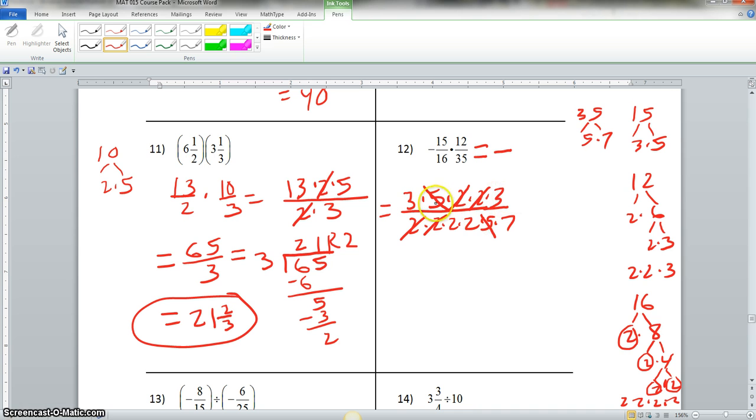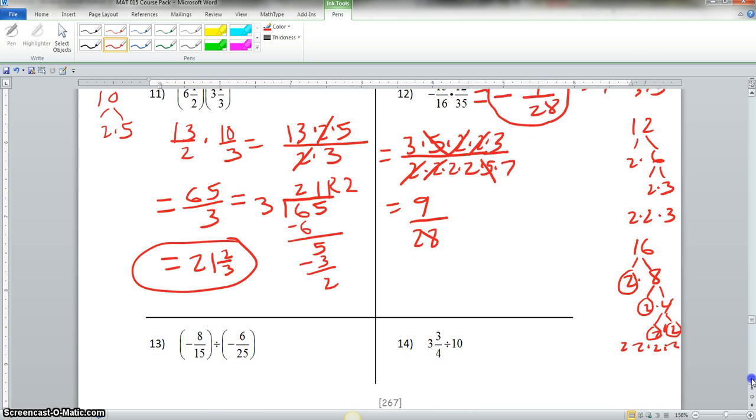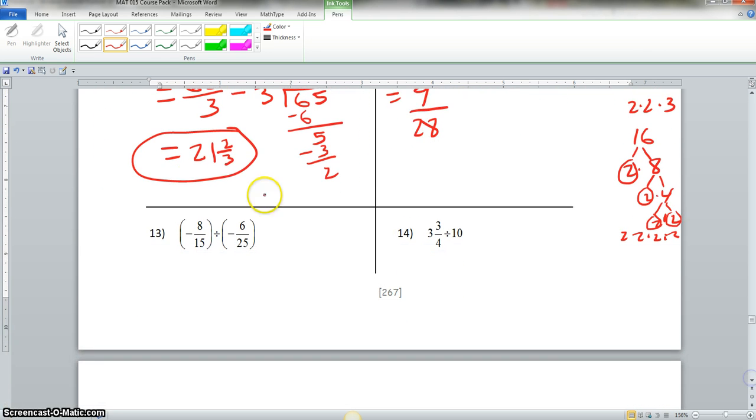So now we have 3 times 3, which is 9. 2 times 2 is 4, times 7 is 28. And we will write our final answer here because we know our answer has to be negative. So it's a negative 9 over 28. And we're done. Okay, now let's scroll down here to number 13.